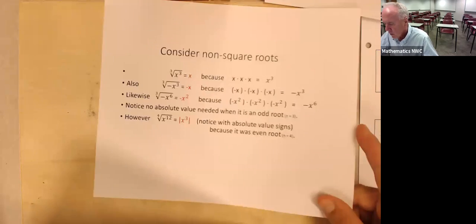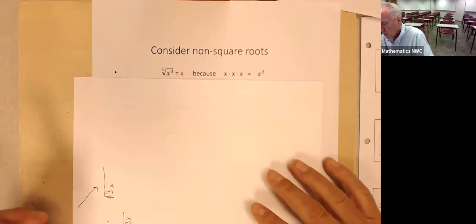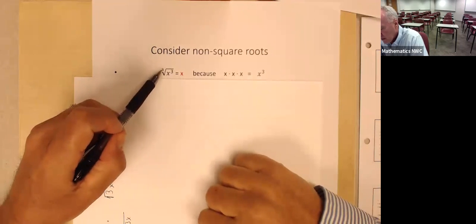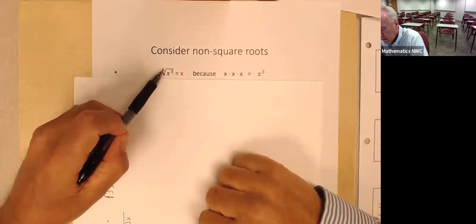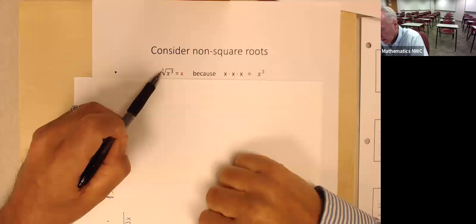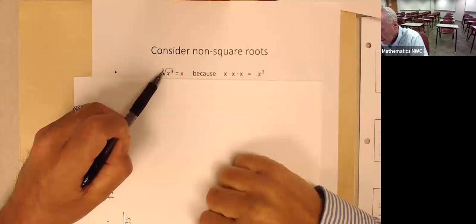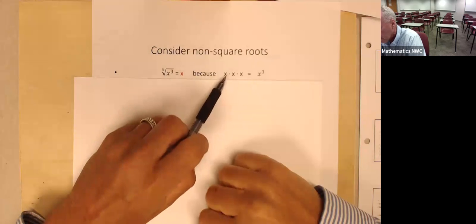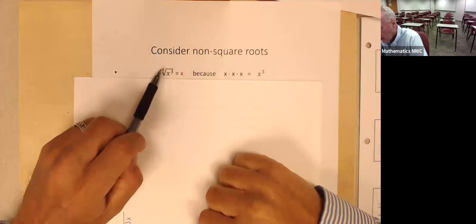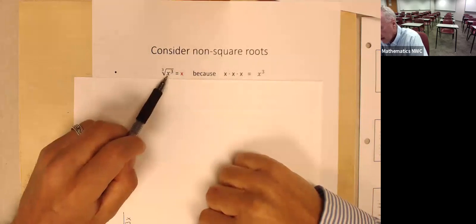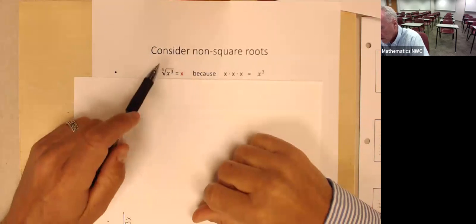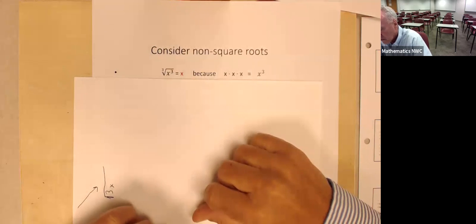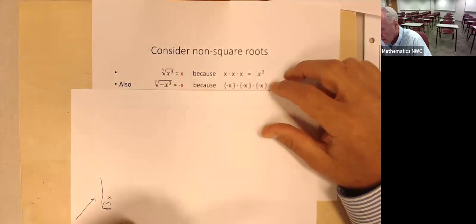I've been mentioning that it's always about even roots. Well, take a look at this one. This 3 is not an even root. This one doesn't matter so much, but this makes it an odd root, that 3 right there. Well, the cube root of x cubed is x because if I take x times itself 3 times, I get the argument x cubed. So the cube root of x cubed is x. Notice I do not need any absolute value signs.